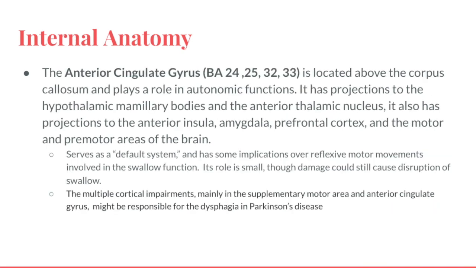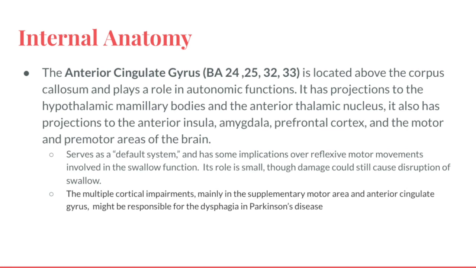And the last subcortical area is the anterior cingulate gyrus, which can be found around BA 24, 25, 32, and 33, and that's located above the corpus callosum and plays a role in autonomic functions. It has projections to the hypothalamic mammillary bodies and the anterior thalamic nucleus. It also has projections to the anterior insula, amygdala, prefrontal cortex, and the motor and premotor areas of the brain. This serves as a default system and has some implications over reflexive motor movements involved in the swallow function. Its role is small, but damage could still cause the disruption of a swallow.